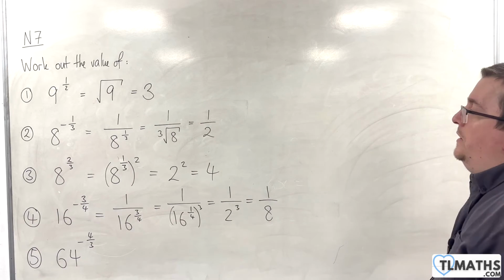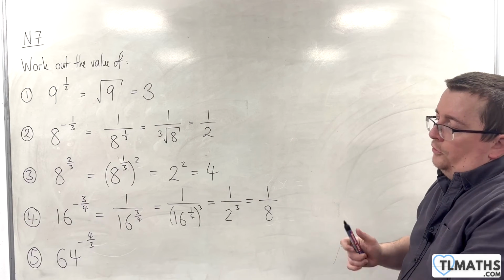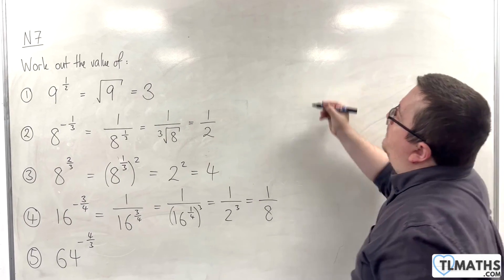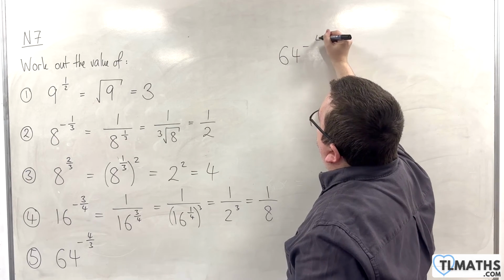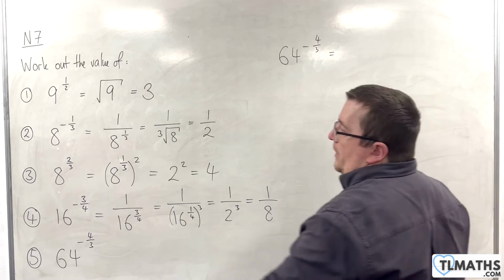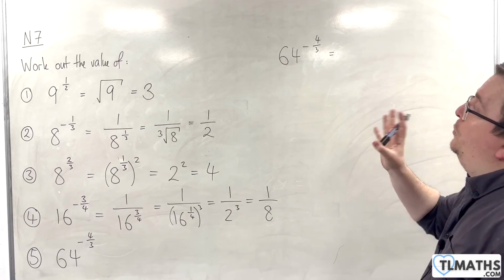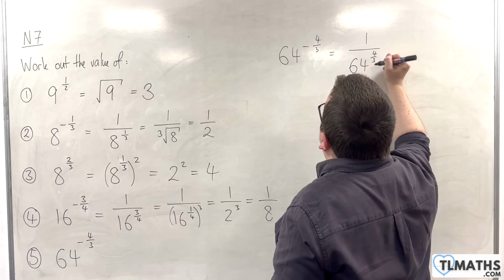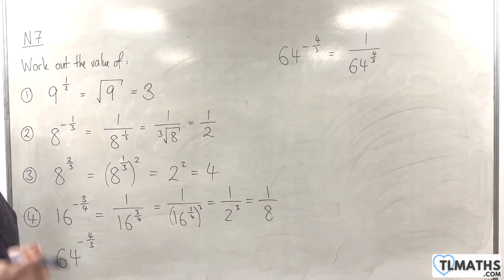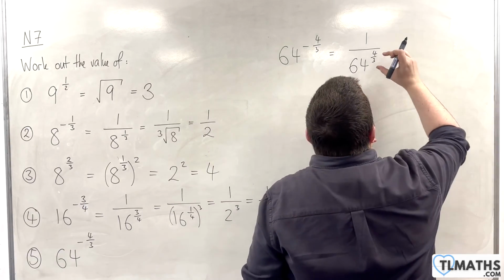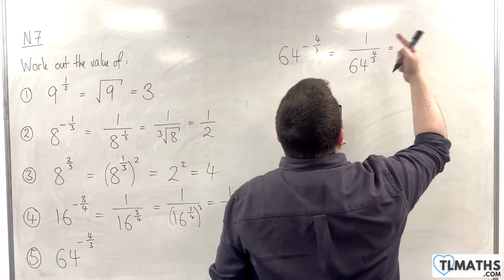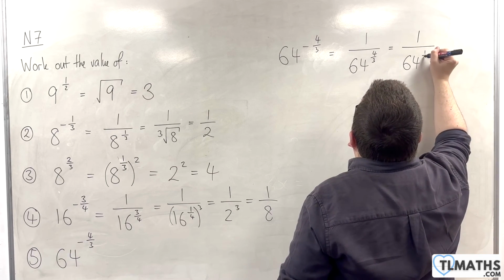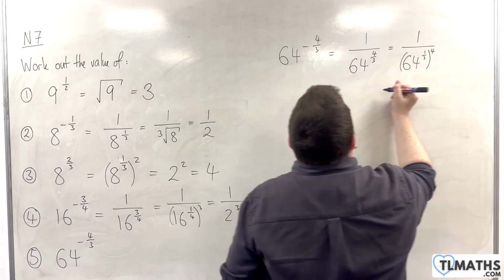Right. Number 5. 64 to the power of minus 4/3. So I've got a bit more space up here, so I'm going to bring it up here. Just as I said for example 2 and example 4, deal with the minus sign first. That's 1 over 64 to the 4/3. Then deal with the fraction of 1/3 before doing it to the power of 4. So that is going to be 1 over 64 to the 1/3 to the power of 4.